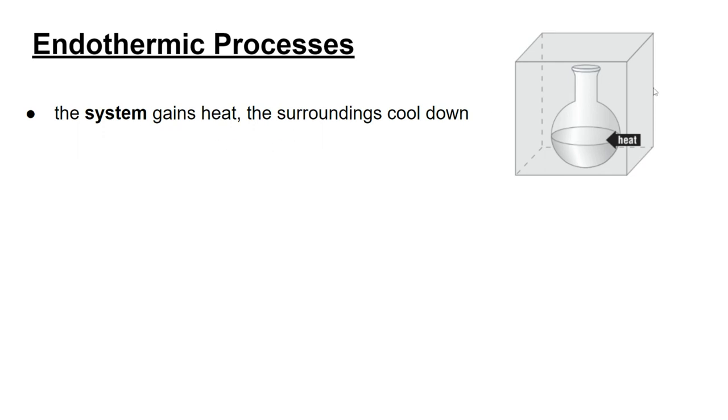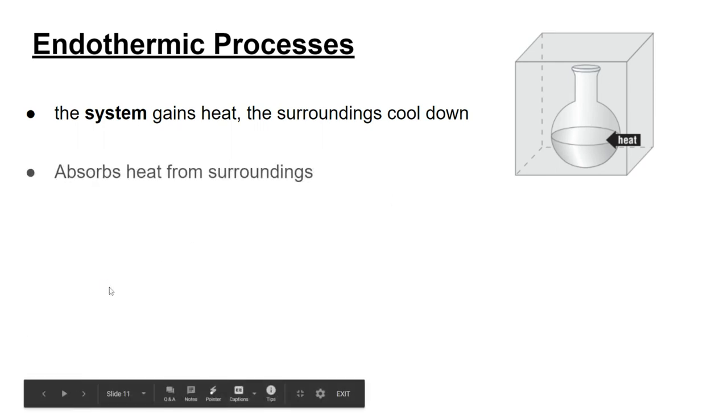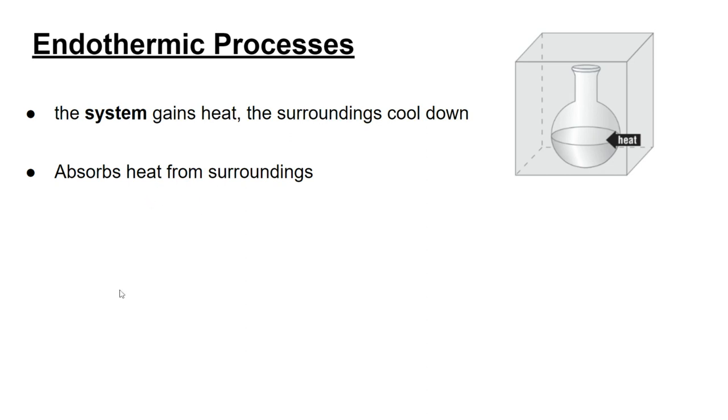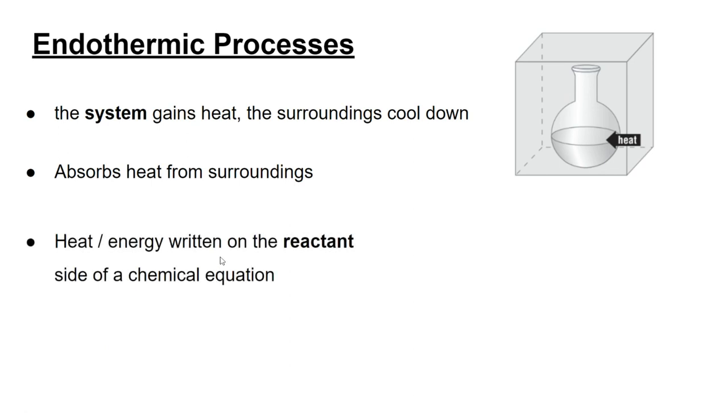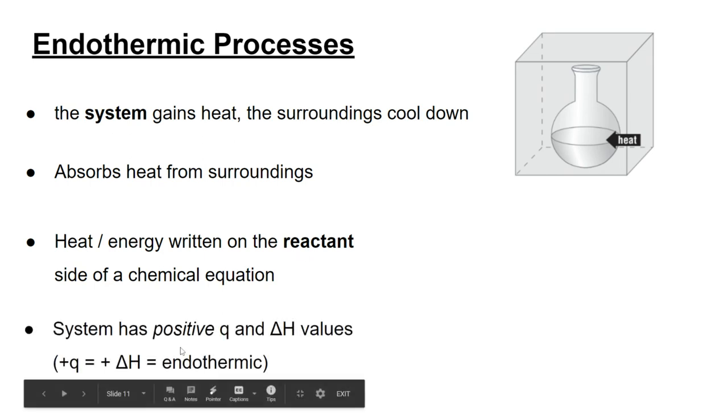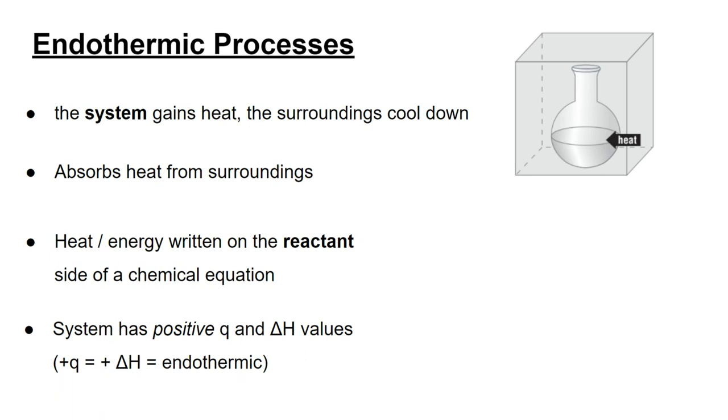So what is happening? The surroundings are getting cooled down as they are losing heat, and the system is gaining heat, so it is getting warmer. The system is absorbing heat from the surroundings, and surroundings are losing heat. Heat, or energy, is written on the reactant side of the chemical equation, and the system has a positive Q or delta H value when the system is endothermic. Plus Q or delta H shows the system is endothermic.